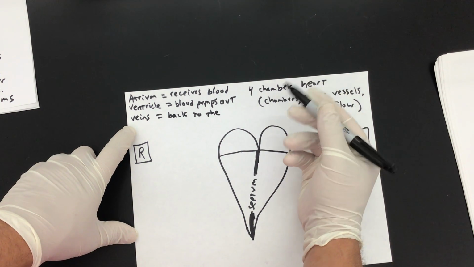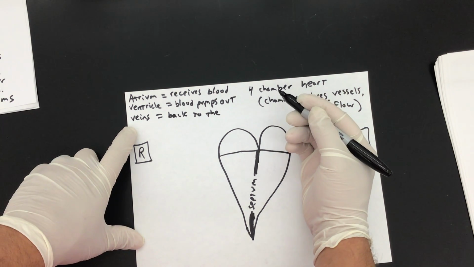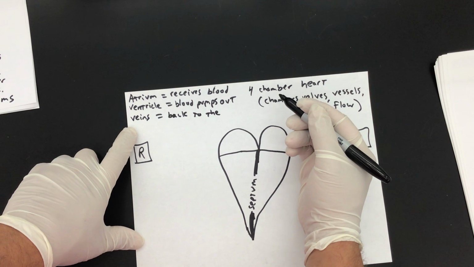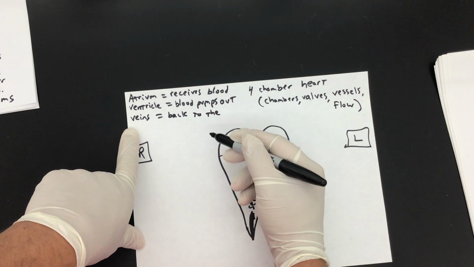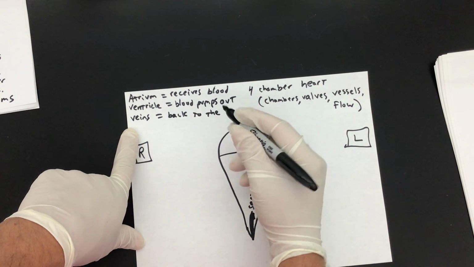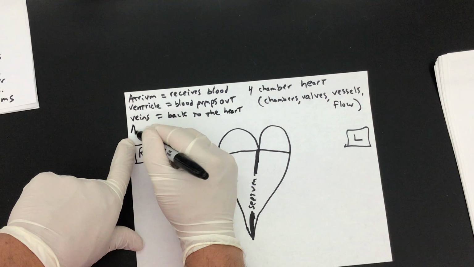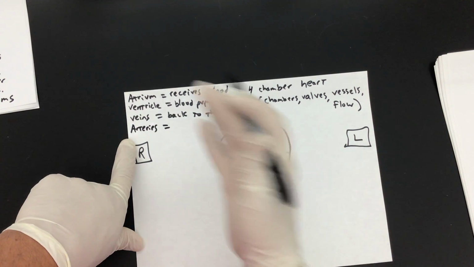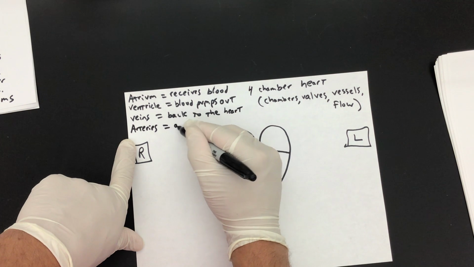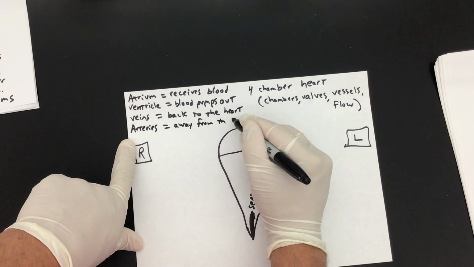That's where, again, you have to be careful about what you call an artery and what you call a vein, because technically these vessels go to the heart. They connect to the heart. But veins are bringing blood, as far as the flow, back to the heart. And arteries are carrying blood away from the heart. So we'll put away from the heart.